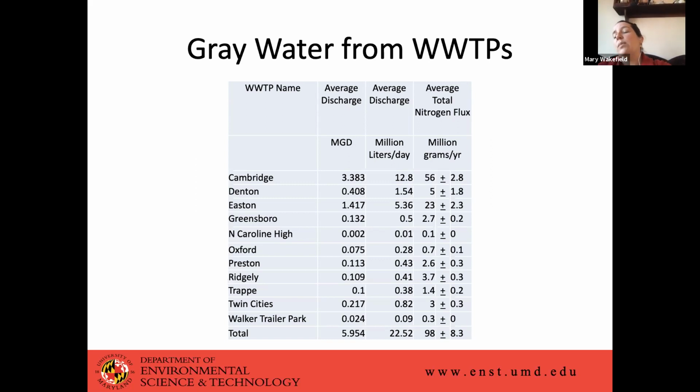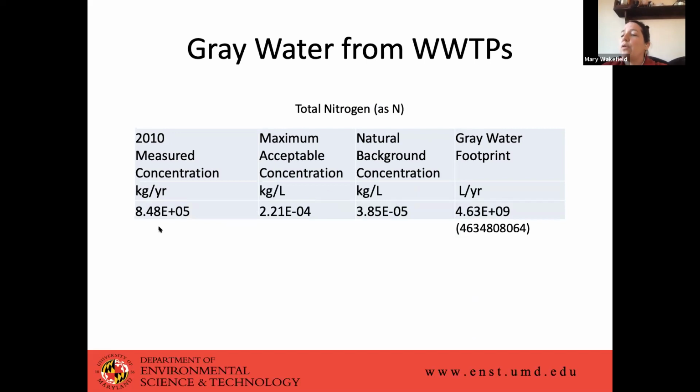You can see how many million gallons per day they discharge, and then we change that to liters so that we could keep units consistent, and that tells you about how many million grams per year we have in total nitrogen flux. So if we put those numbers back into our gray water formula, taking into account your average flow, you get 4.63 to the 9th liters per year in wastewater specific gray water.